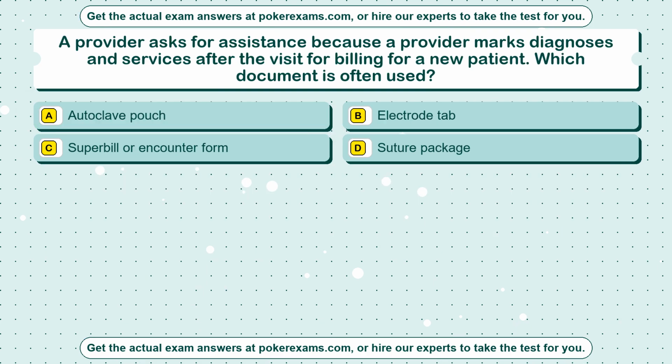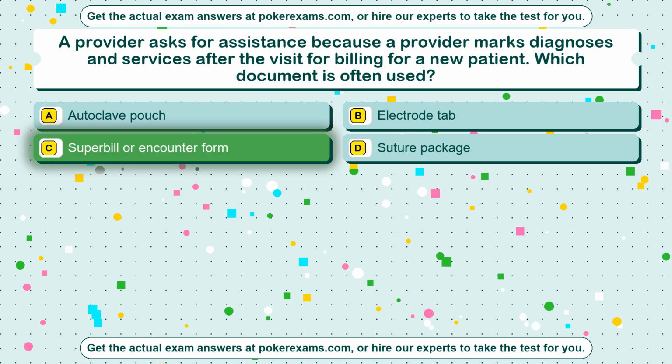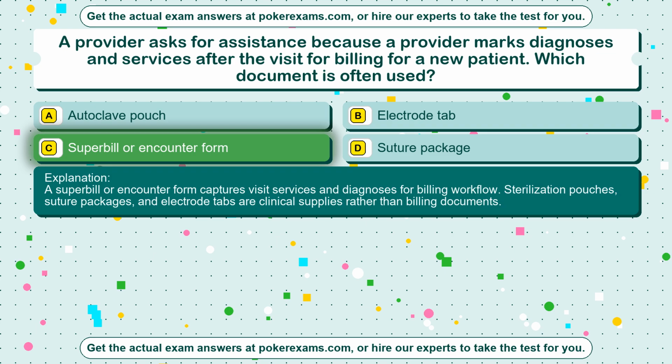Question 69. A provider asks for assistance because a provider marks diagnoses and services after the visit for billing for a new patient. Which document is often used? Option A, autoclave pouch. Option B, electrode tab. Option C, superbill or encounter form. Option D, suture package. The correct answer is option C, superbill or encounter form. A superbill or encounter form captures visit services and diagnoses for billing workflow. Sterilization pouches, suture packages, and electrode tabs are clinical supplies rather than billing documents.